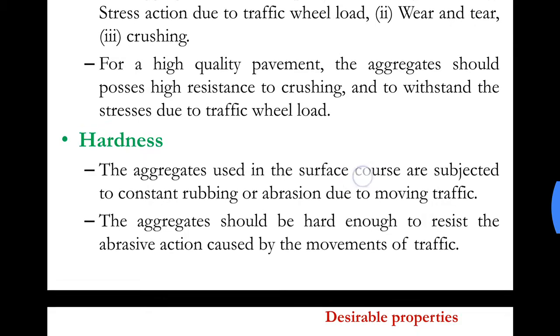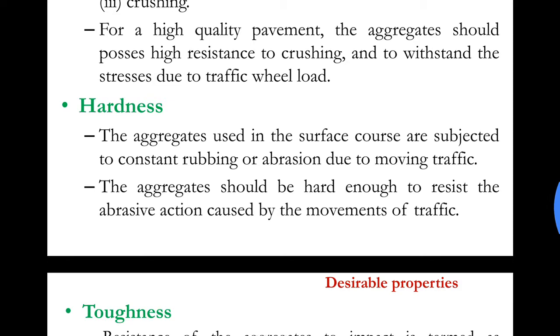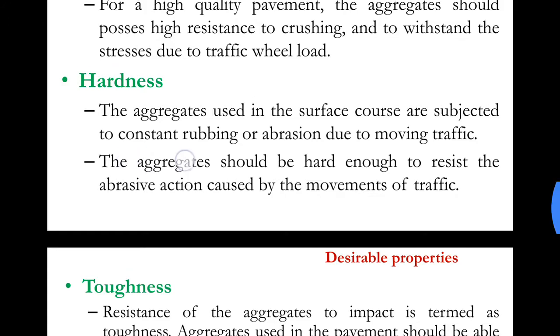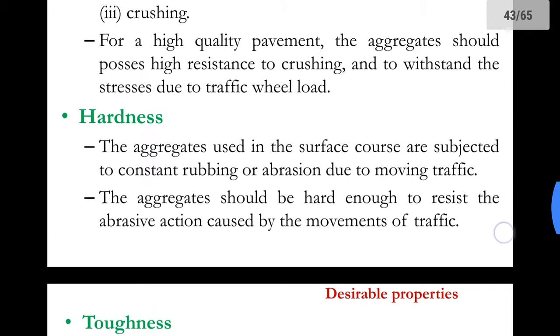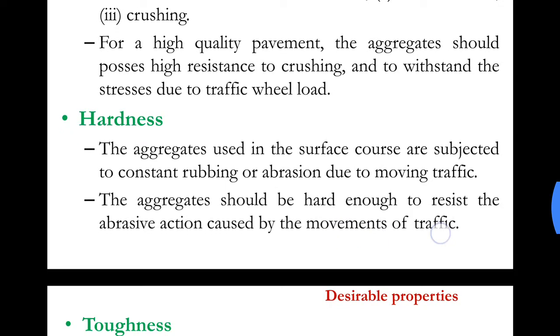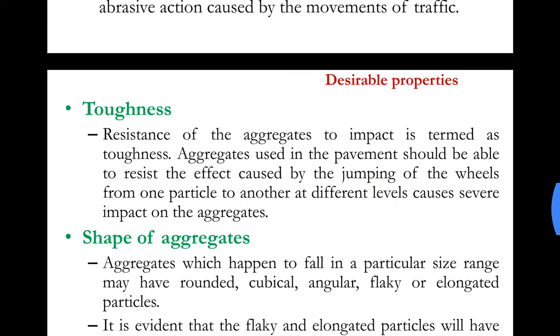Next property is hardness. The aggregates used in the surface course are subjected to constant rubbing or abrasion due to moving traffic. The aggregates should be hard enough to resist the abrasive action caused by the movement of traffic. Okay, so hardness is nothing but the property of resisting the abrasion. Okay, resistance of wear and tear or resistance to abrasion due to movement of traffic is nothing but hardness.